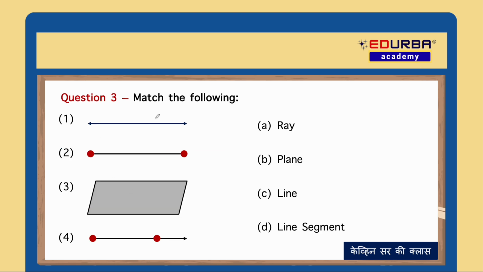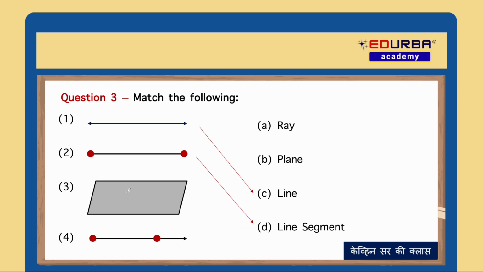Now this is a third question where we have to match the following. If you look at the first figure, it has arrows in both the directions. So we know that line has arrows in both the directions, so we can match it with the line. Then we have 2 points and a segment joining them. We can see that this is a line segment.